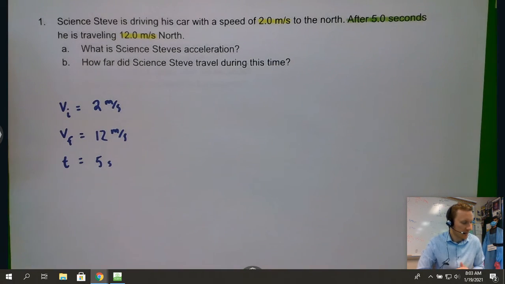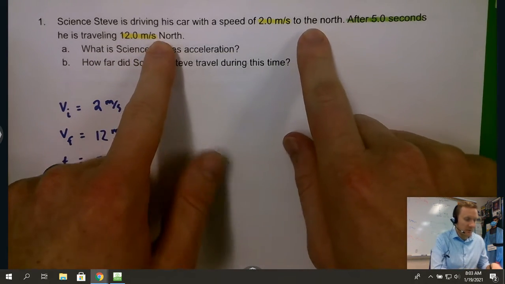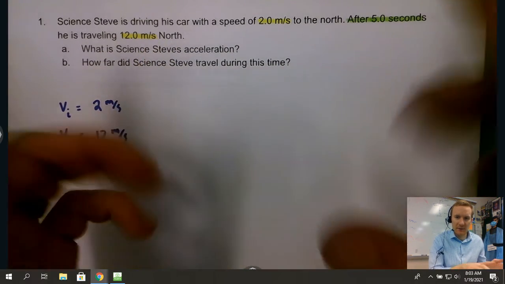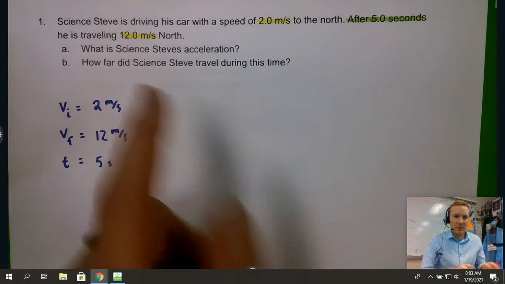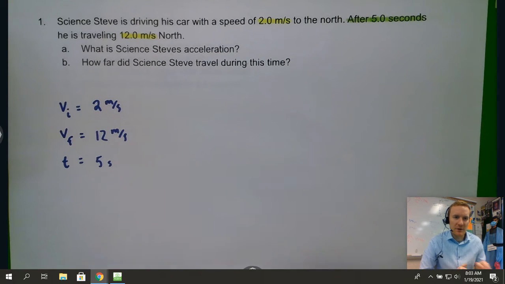So we have Science Steve. He's driving his car with a speed of 2 meters per second to the north. After 5 seconds, he's traveling 12 meters per second north. Okay, so we know that we're staying in the same direction, so I can leave my signs as they are. We want to know what is Science Steve's acceleration, and then we want to know how far does Science Steve travel during this time.